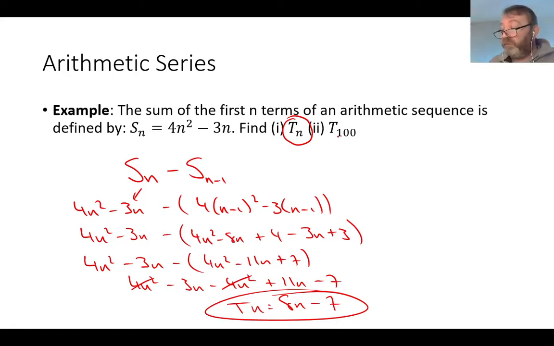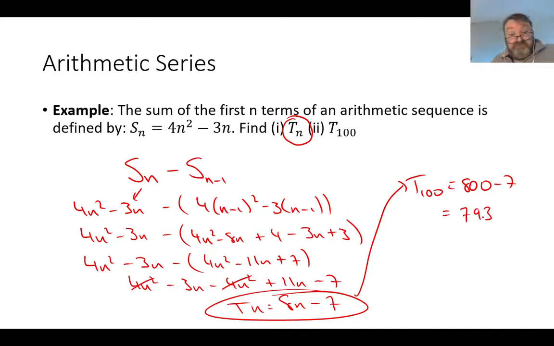And now what do they ask me to do? Well, once you've found T of n, they're asking you, well, what's T of 100? Well, what's changed? The n has become 100, so therefore it's simply going to be 800 minus 7, which is 793. That's it. Okay, how did I get that? Well, T of 100 is equal to 8 times 100 minus 7. That's from the formula. Okay, and then 8 times 100 minus 7, 793.